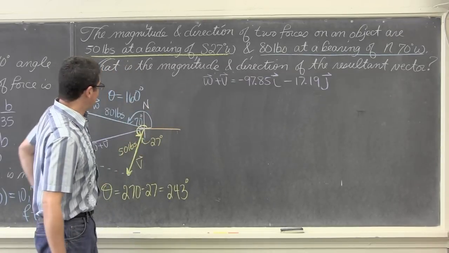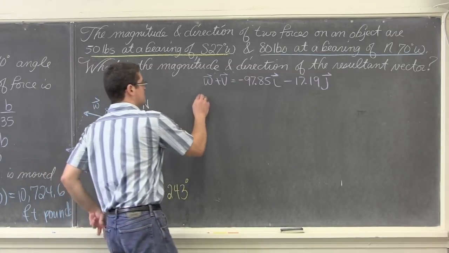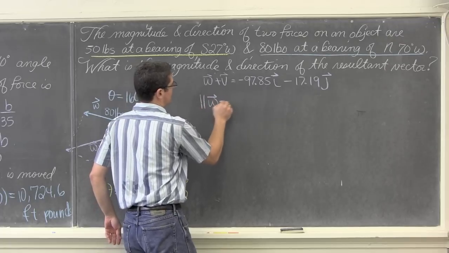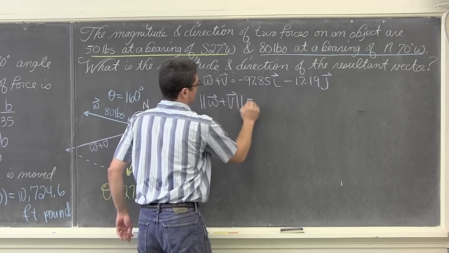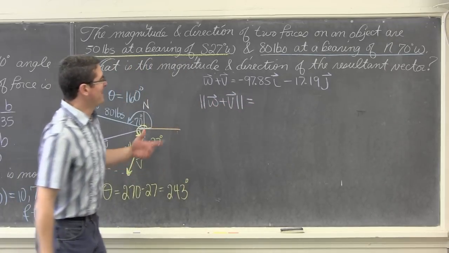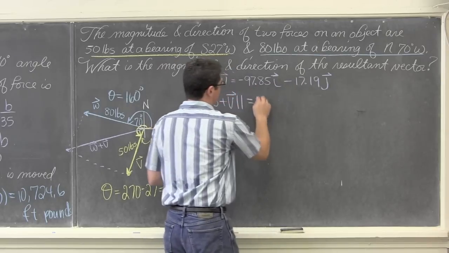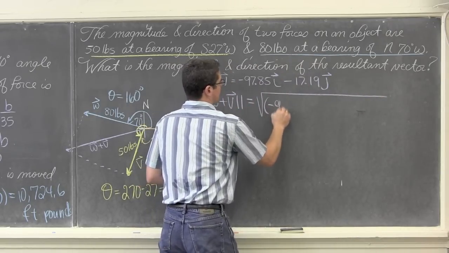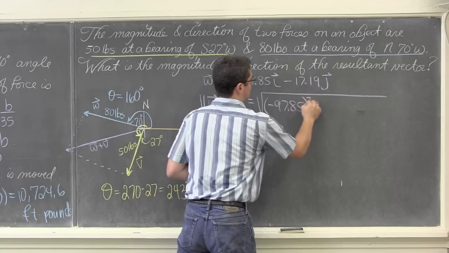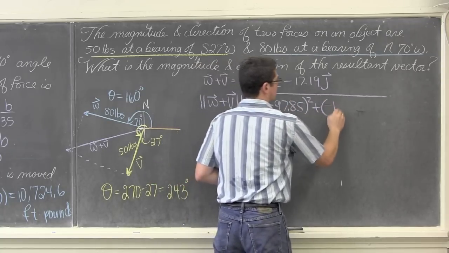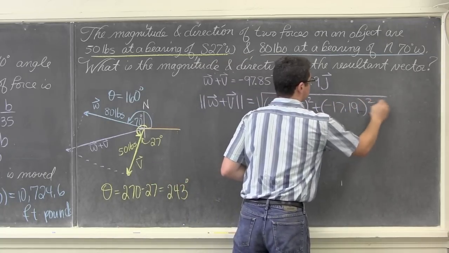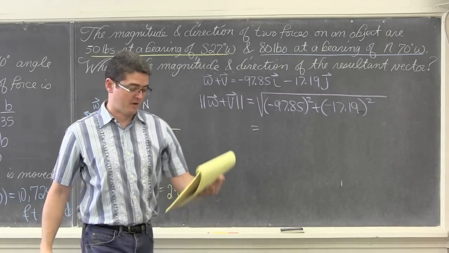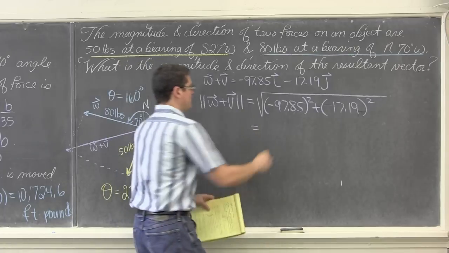So here's our resultant vector. Let's find its magnitude. So we're going to apply our double absolute value symbol, or whatever this thing's called. Well, it's the magnitude of a vector symbol. And that is, when we have our vector in component form, we're just going to work out the Pythagorean theorem basically. So it's going to be negative 97.85 squared plus negative 17.19 squared. And that magnitude ends up coming out to be, off the top of my head, 99.3.